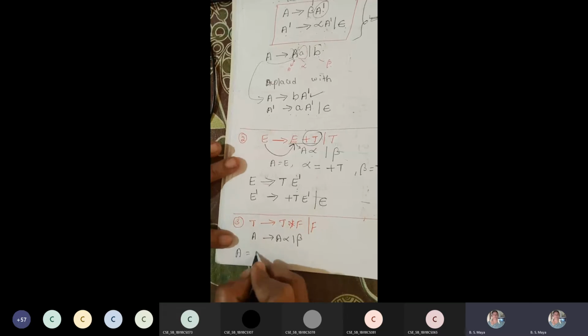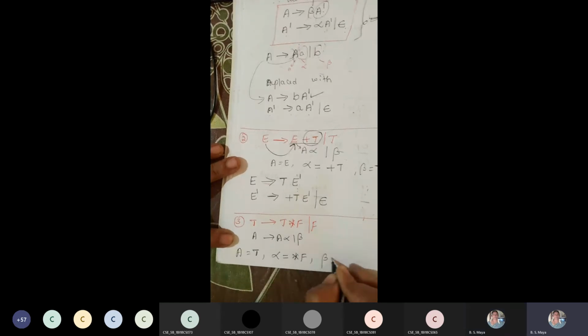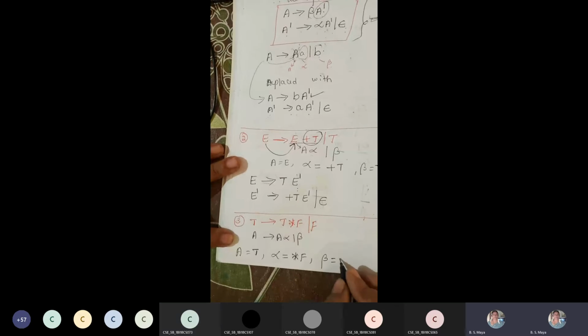A is equal to T. What is alpha now? Star F. Yes, star F. Very good. What is beta? F. Yes, super. Okay, then how do we replace it?